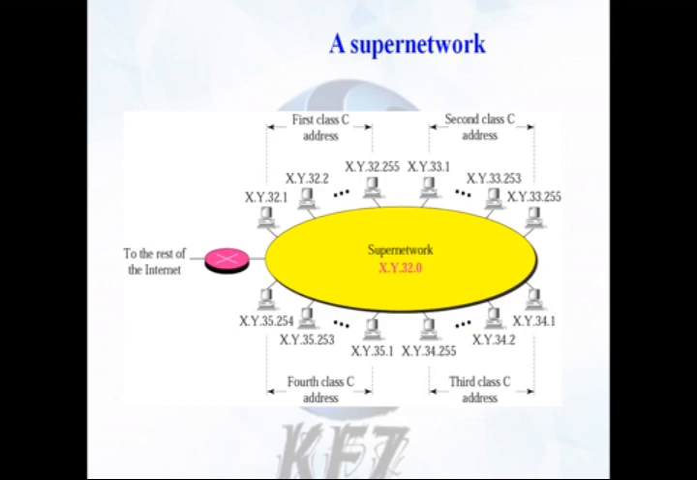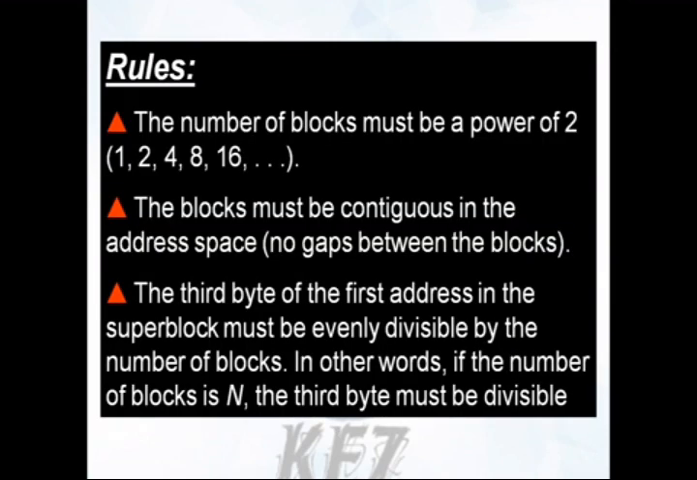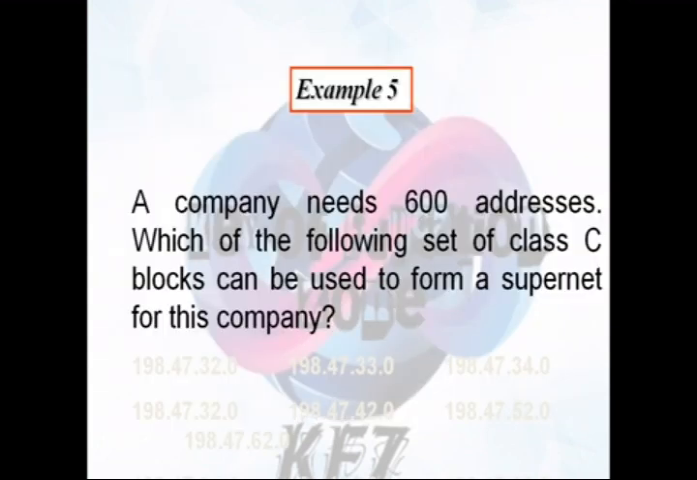So what is the easiest way to find out the supernet? The number of blocks must be a power of 2. Blocks must be contiguous in address space, with no gaps between the blocks. The third byte of the first address in the super block must be evenly divisible by the number of blocks. Here, if I give you some examples, it will be very clear to you.